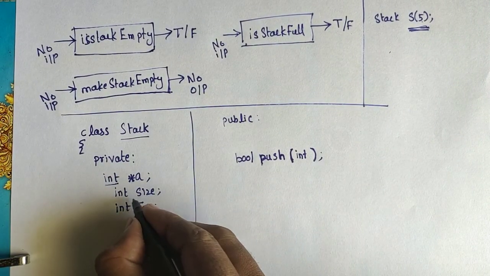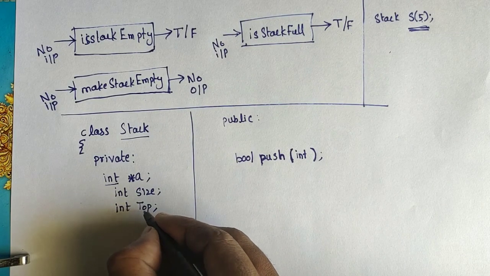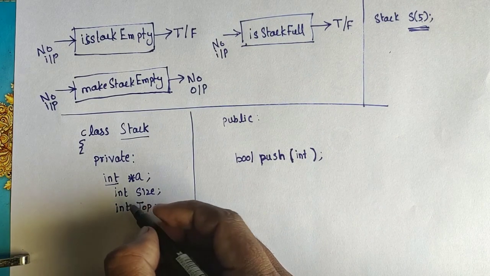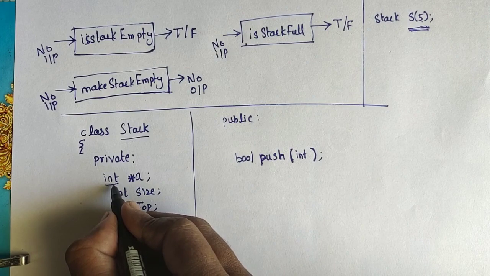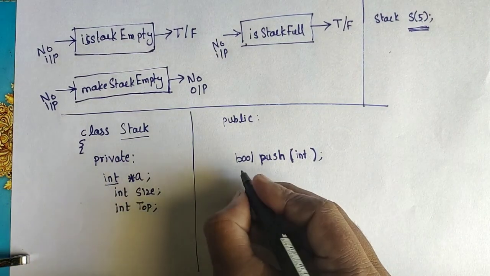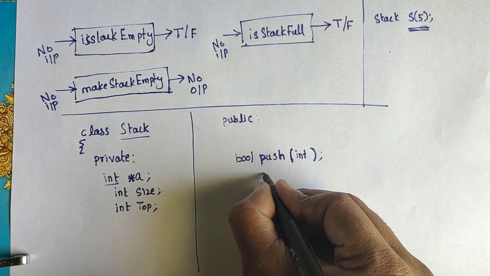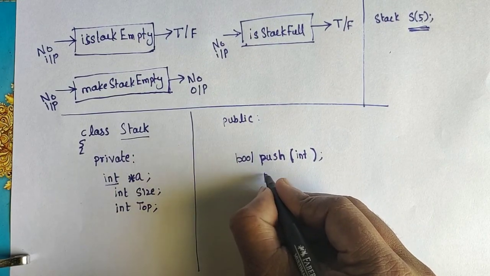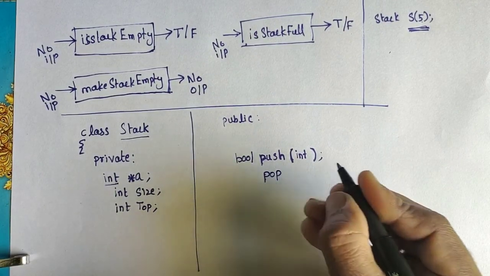But the type of the size on the top will always be an integer, irrespective of the type of the array. Okay, so the next operation is pop. Here you have to apply your knowledge.